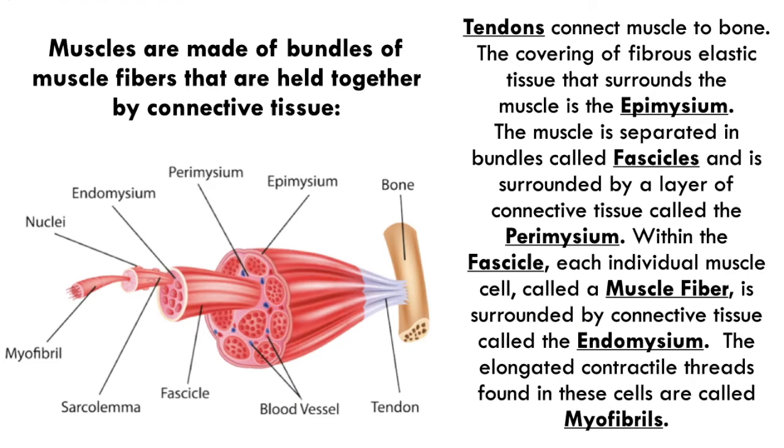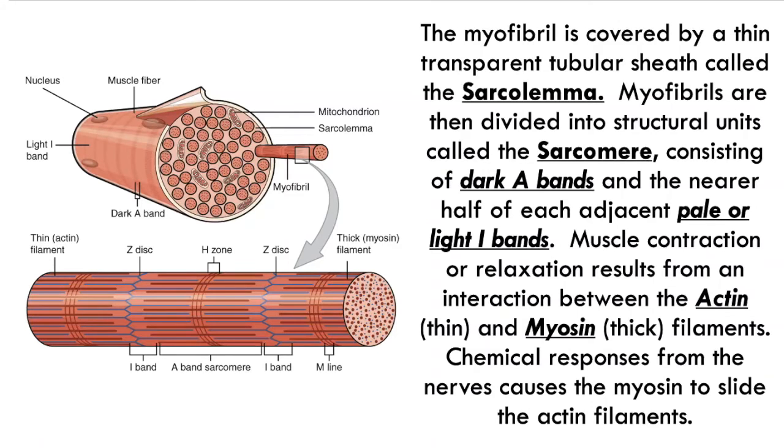As you can see here, we already talked about the tendon connecting muscle to bone. Then we have the covering of the bulk of the muscle, which is the epimysium. Each little bundle within the epimysium is called a fascicle. These fascicles are covered in perimysium, and within each fascicle we have muscle fibers, and each muscle fiber is covered with endomysium. If we break that down even further, we have something called myofibrils. Myo generally refers to muscle.